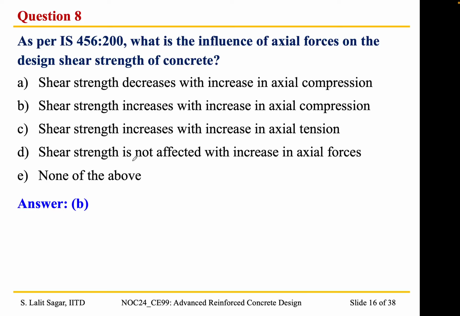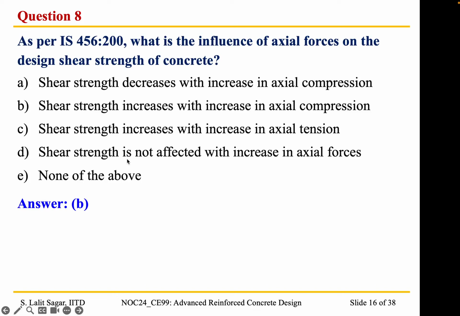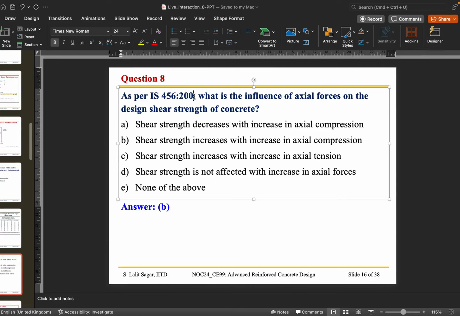So essentially whenever there is a compressive force acting on a beam, that leads to an increase in the shear strength. However, it has to be limited to 1.5. So even if this particular term comes out greater than 1.5, let's say 1.7 or 1.8, we need to take the lesser of these two values. So it is limited by a multiplication factor of 1.5. Okay, let me make the correction here. IS 456:2000.